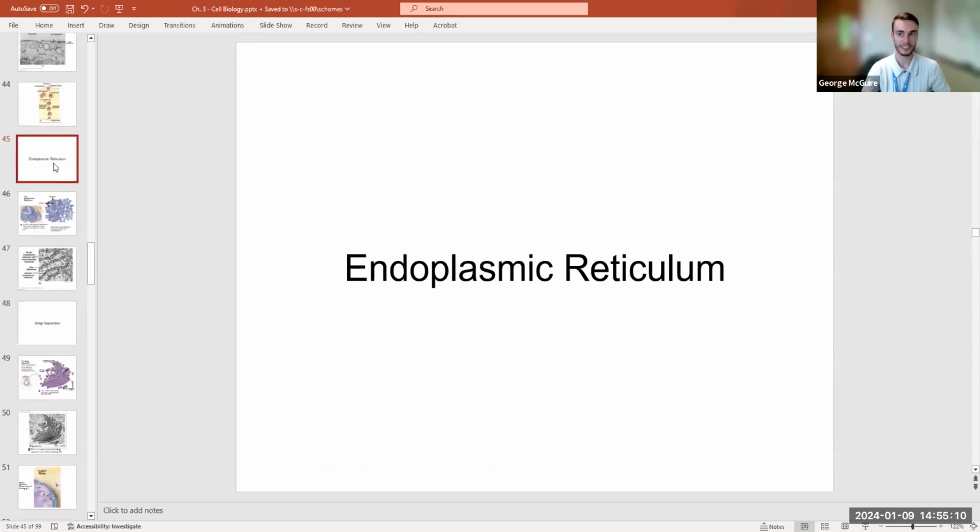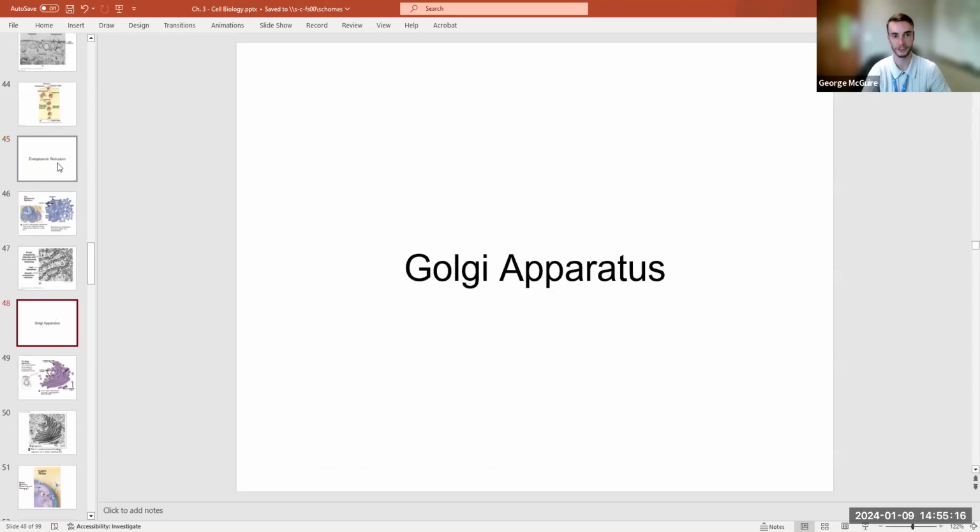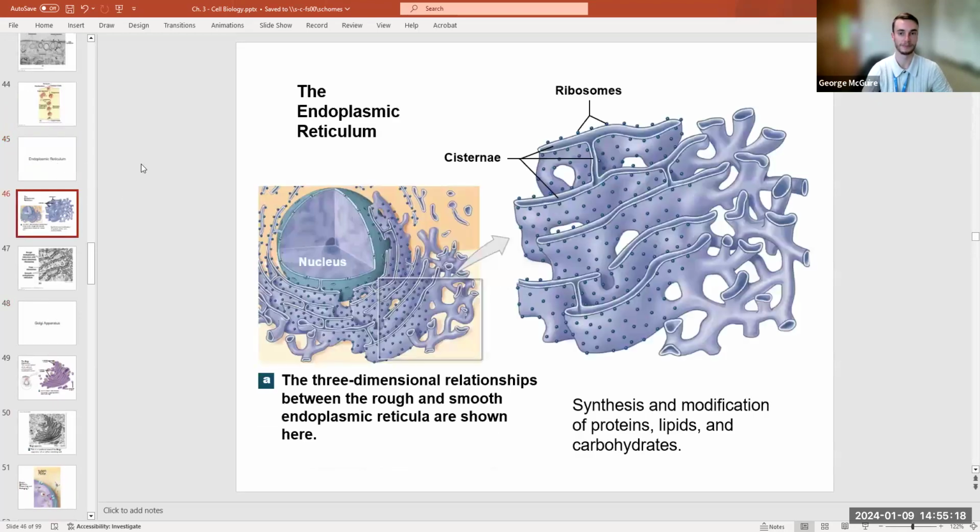So now some quick specifics about some of the other major organelles in the cell. So we just have a couple slides on the endoplasmic reticulum, and then a few slides on the Golgi apparatus. So the endoplasmic reticulum, we have a couple different types that are both referred to as the same organelle. They have the same general functions with some slight differences.